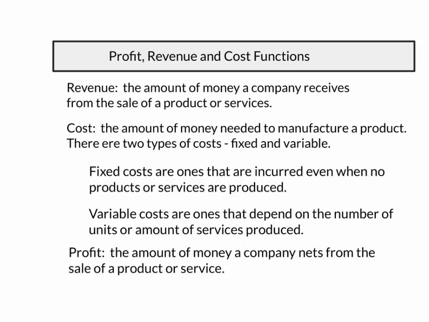There's two types of costs. One is the fixed cost and one is the variable cost. Fixed costs are ones that you incur even when no products or services are produced. Variable costs are ones that depend on the number of units or the amount of services produced. Fixed costs are always just a number. Variable costs always include a variable. Lastly, we've got our profit function. This is the amount of money a company will net from the sale of a product or service.